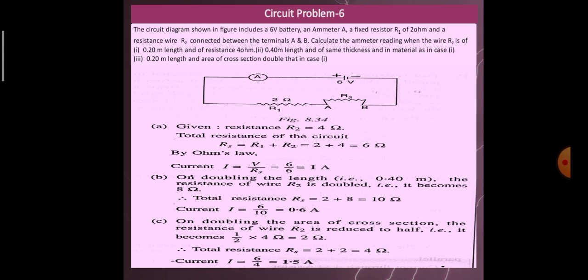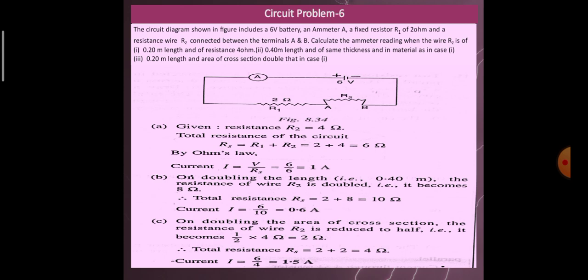So now when we want to calculate the current, let us see the given values. Resistance R2 is 4 ohm. Total resistance of the circuit will be Rs is R1 plus R2, which is 2 plus 4, which is 6 ohm. Now by Ohm's law, current is V by Rs, which is 6 by 6, this is 1 ampere. Now on doubling the length, the resistance of wire R2 is doubled, that is it becomes 8 ohm. The total resistance Rs is now 2 plus 8, which is 10 ohm. Therefore the current is 6 by 10, which is 0.6 ampere.